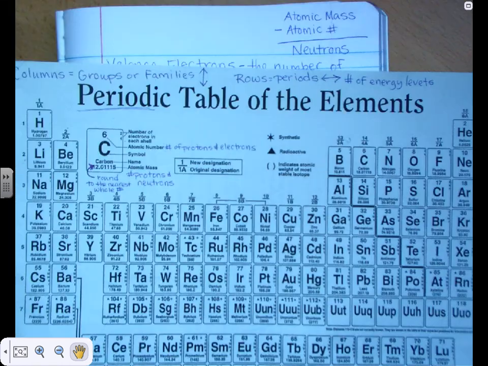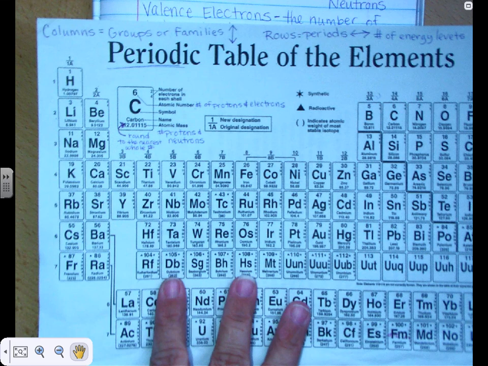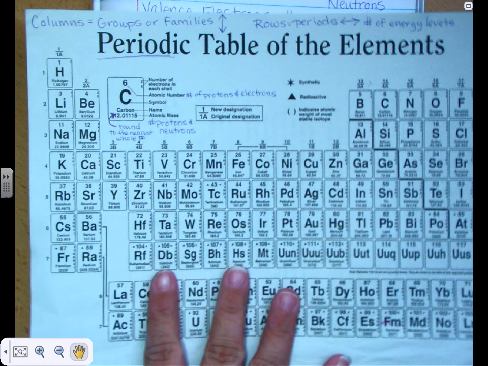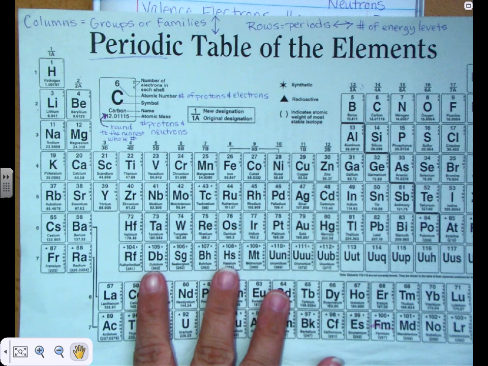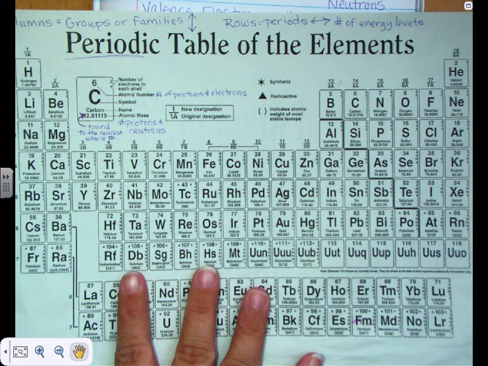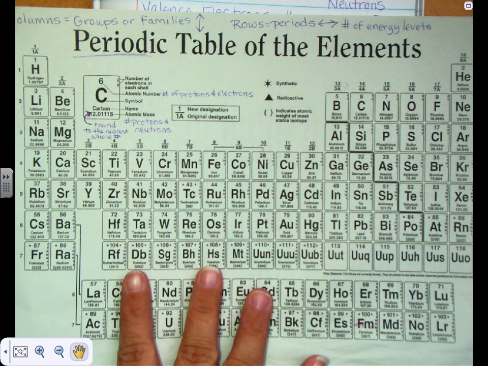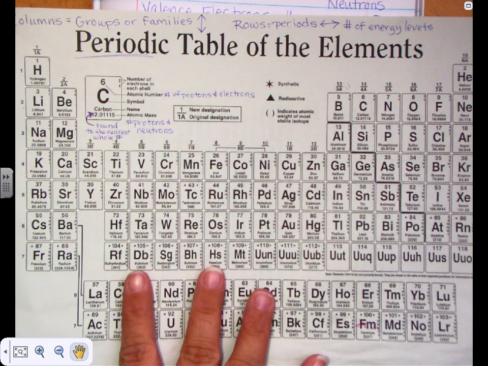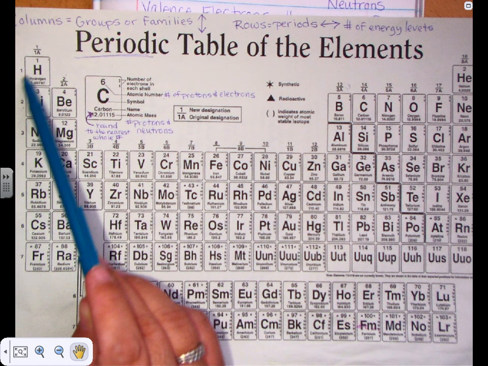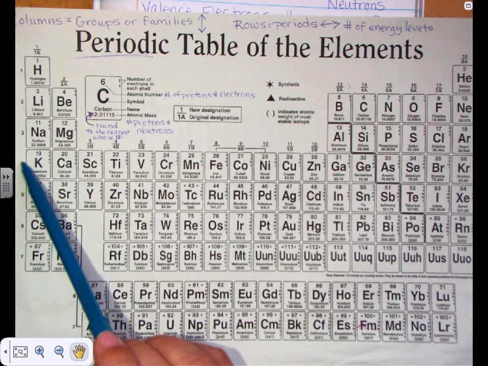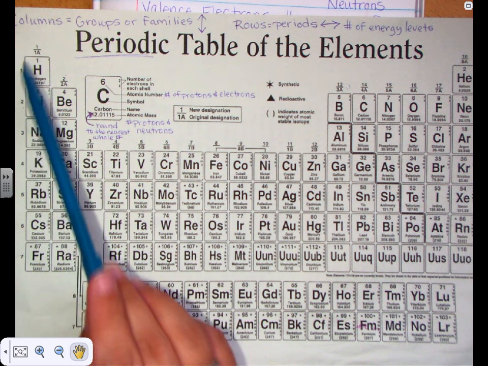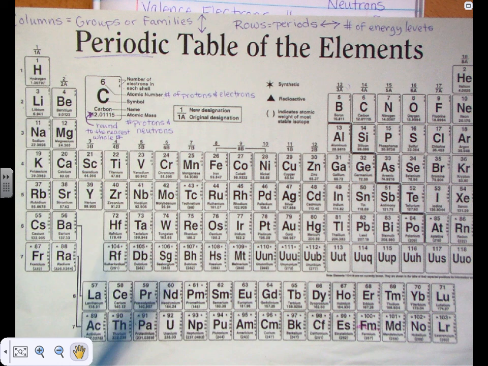What does the number that runs along the left-hand side tell us? The number of what? This is the period number. What does it tell us? The number of, Dane? Energy levels. So remember I said every element in row 1 has 1 energy level. Every element in row 2 has 2 energy levels, and so on and so forth.